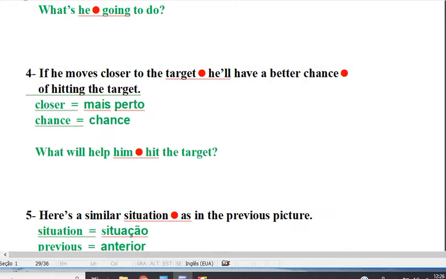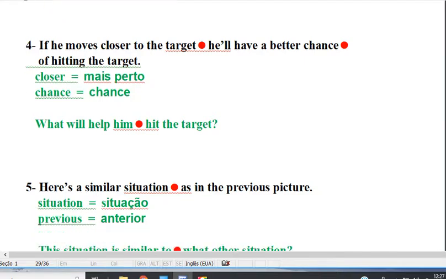Line 4. If he moves closer to the target, he'll have a better chance of hitting the target. Question, what will help him hit the target? Well, if he moves closer to the target, he'll have a better chance of hitting the target.